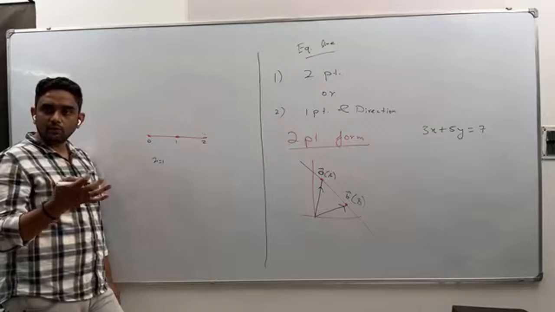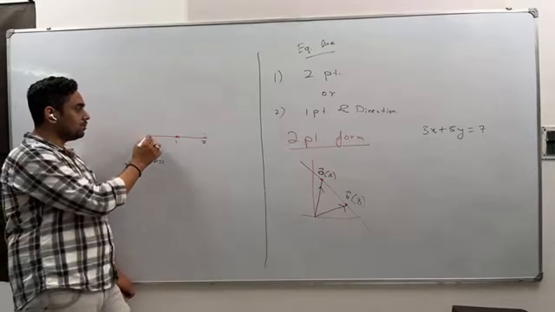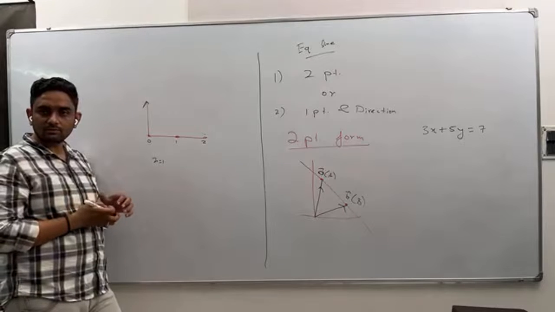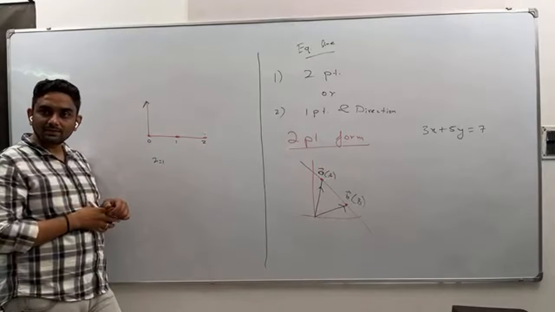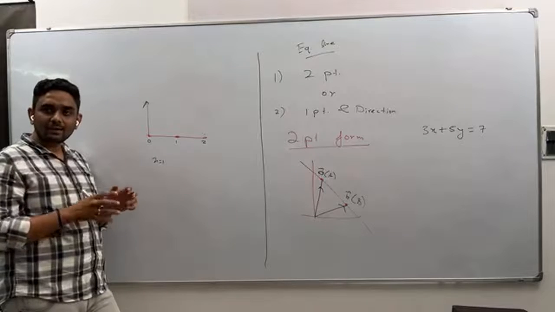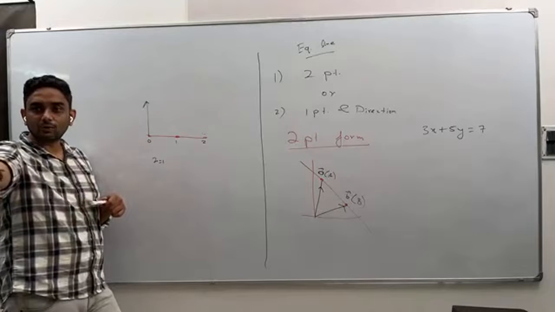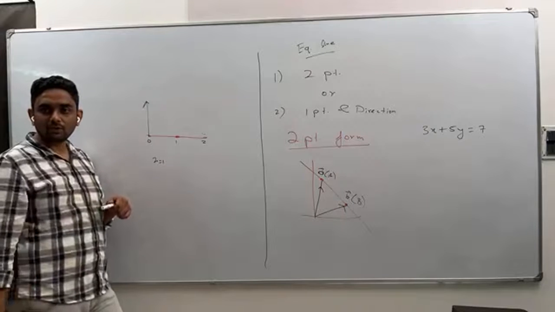Now let us say I added a new dimension. New dimension means I made it now 2D. Now what is x equal to 1 in 2D? Murugasan, you draw x equal to 1 in 2D. What will you tell me?